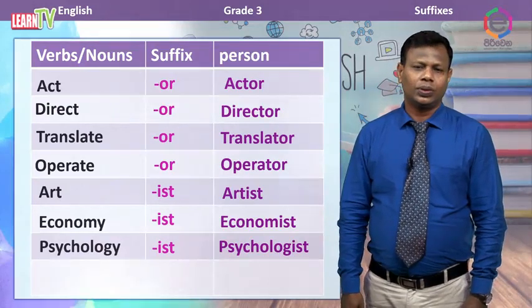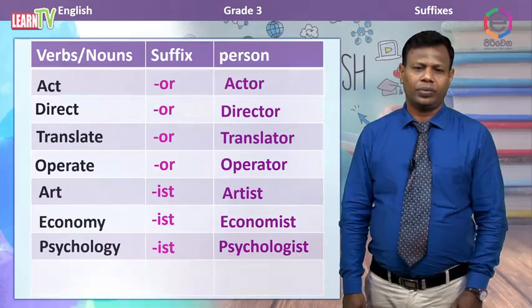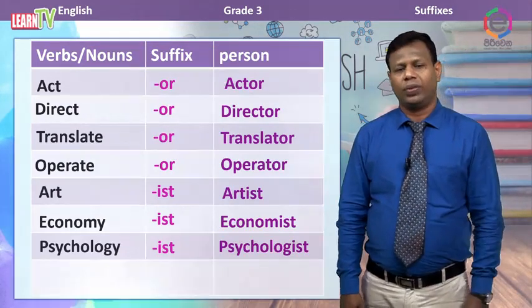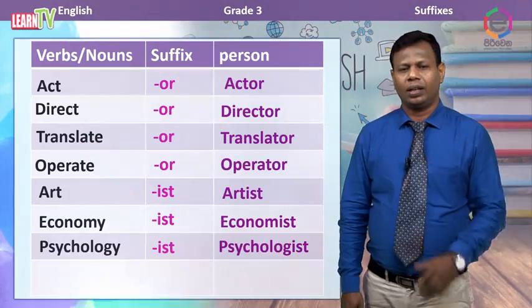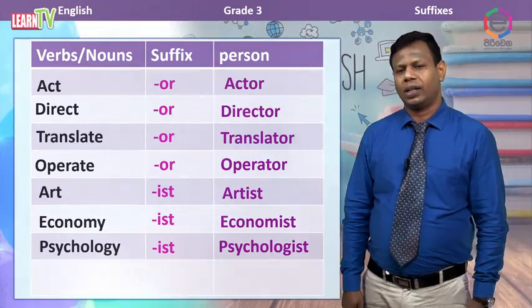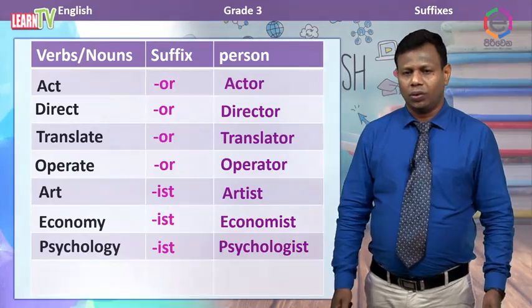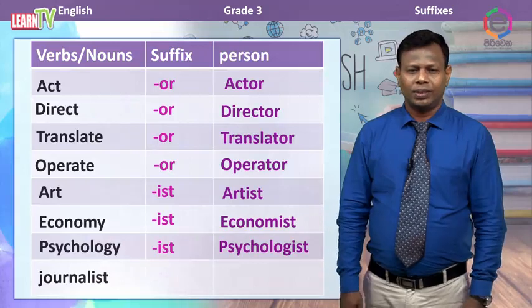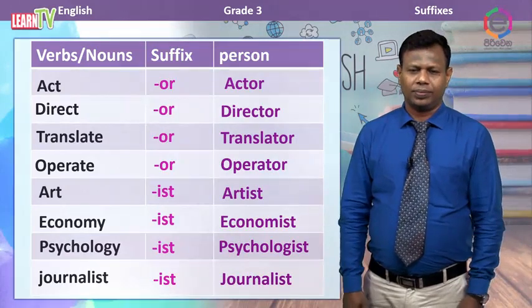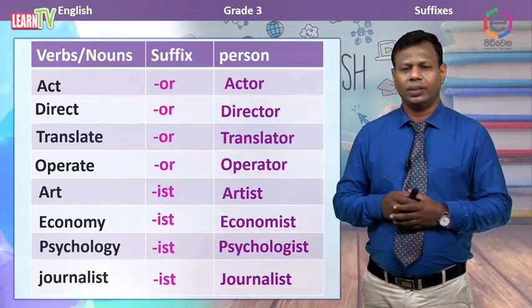Now you know how to make names of persons with verbs and nouns. Don't forget ER, OR, IST. Those suffixes are very important to make nouns like those. Journalist, journalist. In the same way you make another word.